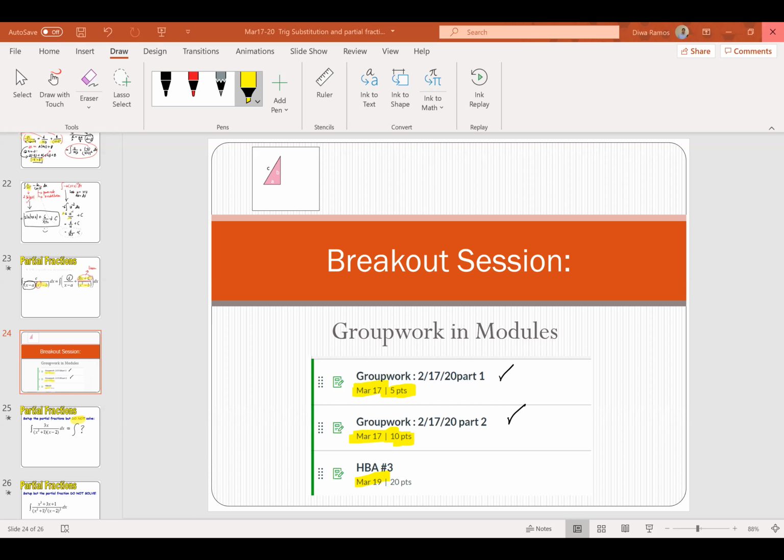Oh, TV is so loud downstairs. I could hear it. Okay, so this is the integration by trig substitution, and this is how I will be grading it. All right, so let me just stop the share of the screen and stop recording, and then you can go straight to the breakout.